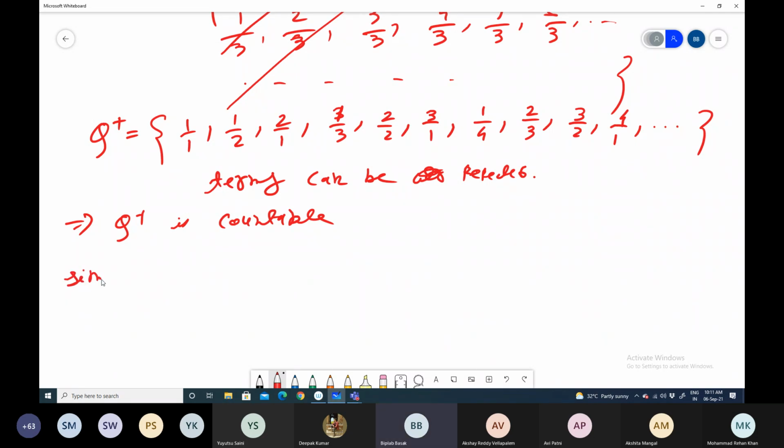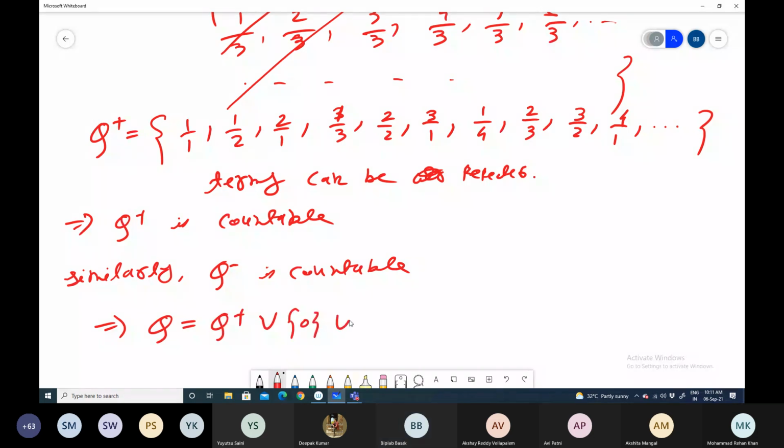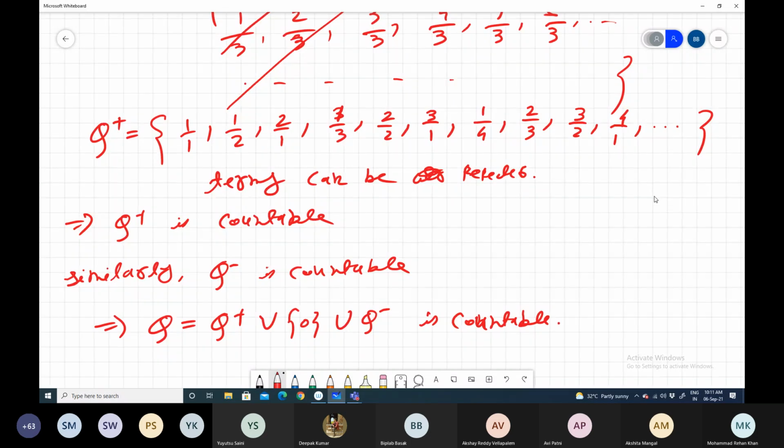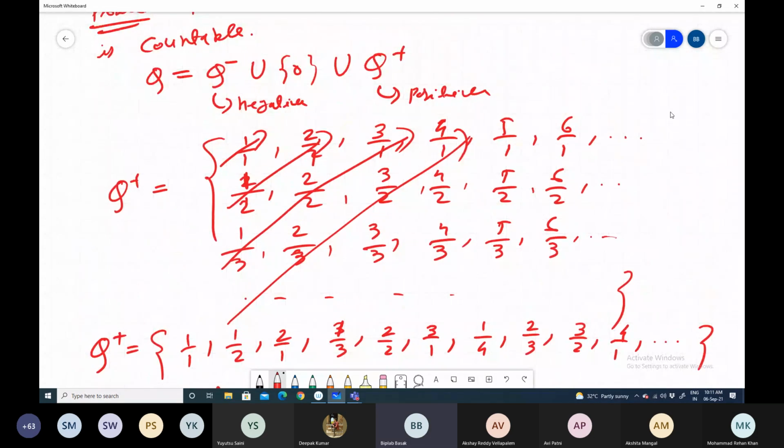Now similarly, you can prove that Q minus is countable. Therefore, Q is a finite union of countable sets, so it is countable. Did you get the problem?